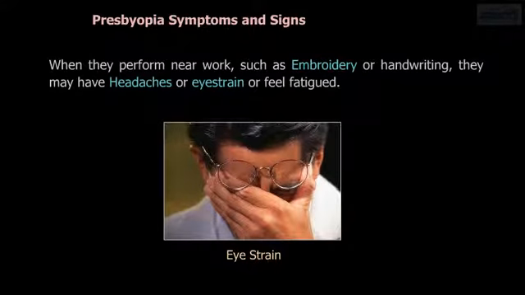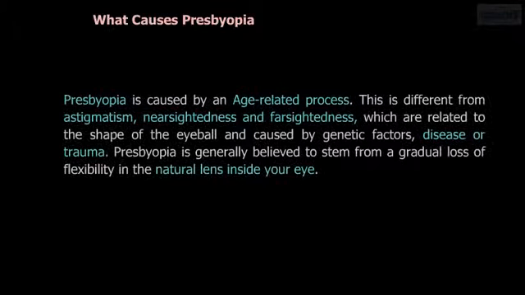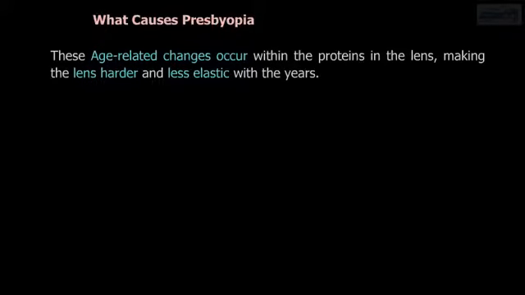What causes presbyopia? Presbyopia is caused by an age-related process. This is different from astigmatism, nearsightedness, and farsightedness, which are related to the shape of the eyeball and caused by genetic factors, disease, or trauma. Presbyopia is generally believed to stem from a gradual loss of flexibility in the natural lens inside your eye. These age-related changes occur within the proteins in the lens, making the lens harder and less elastic with the years.